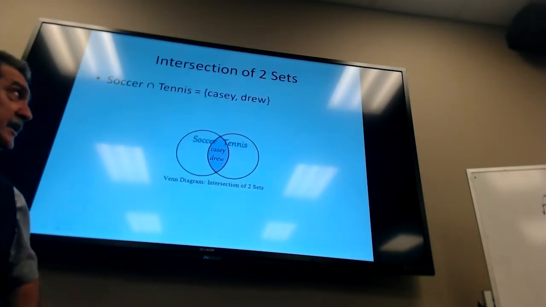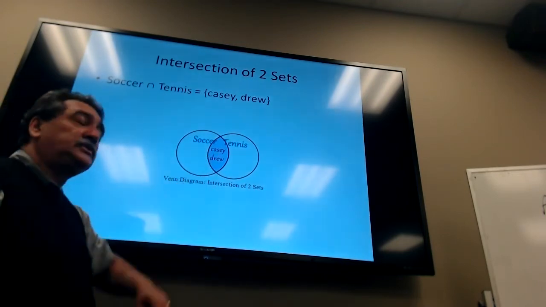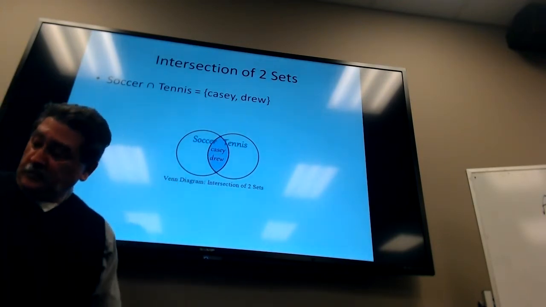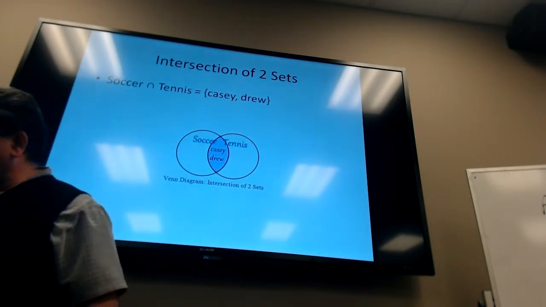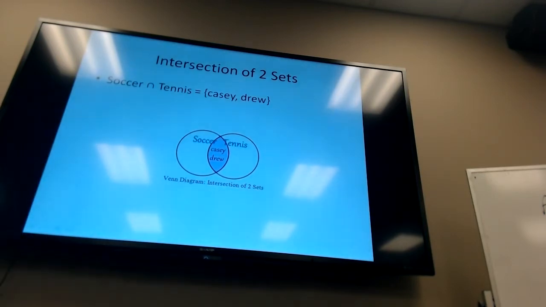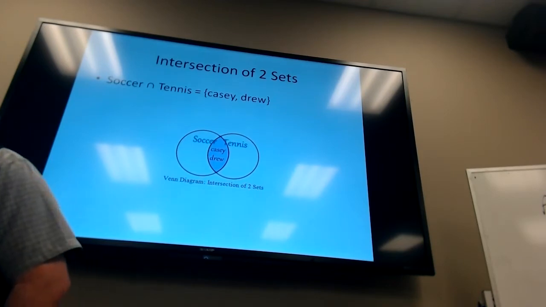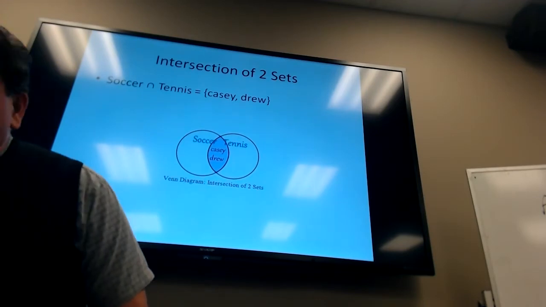The intersection: what does this intersection here mean? What is the intersection of those two sets, and what does it mean? It means that those two individuals play both soccer and tennis. Okay. Now, can you give me some idea, some example, of how this can be used in church ministry? Is there a place for it?